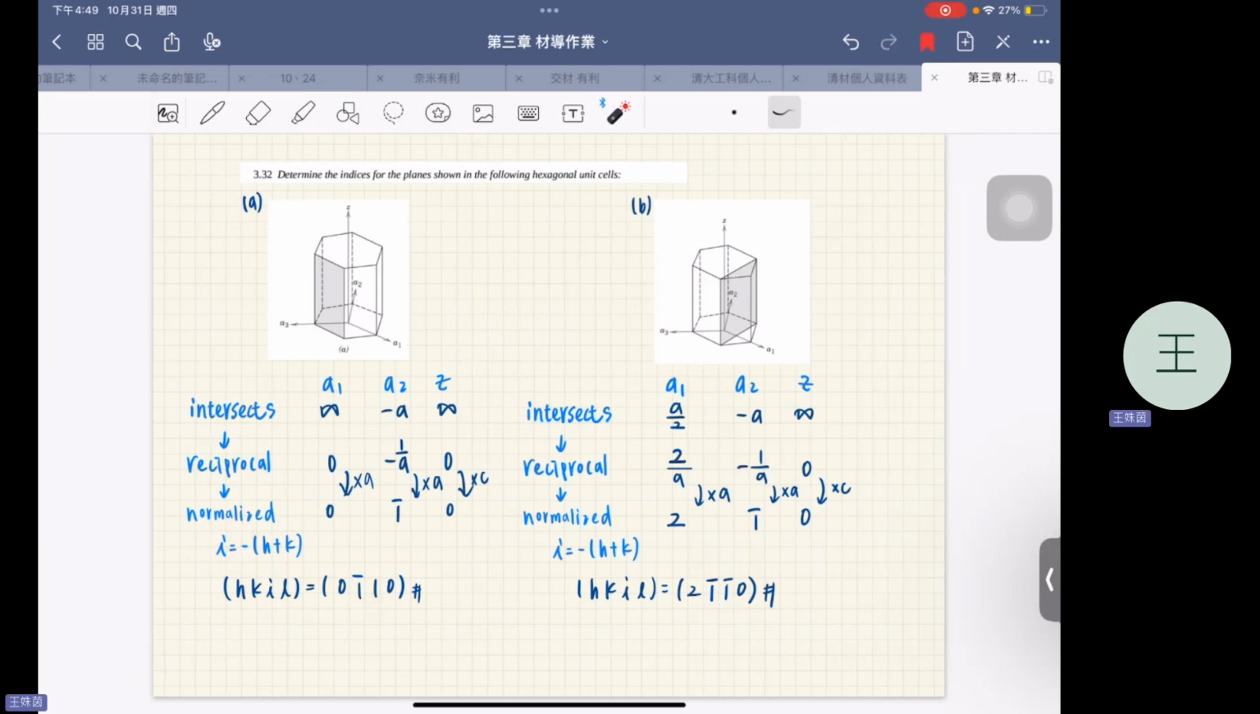Okay, so we do the same thing for question B. A1 equals A divided by 2, A2 equals minus A, and Z equals infinity because it's parallel to the Z axis. We take the reciprocal to get 2 divided by A, minus 1 divided by A, and 0. We normalize by multiplying by A and C, so we get 2, -1, 0. And we put I back into the term and get 2, -1, -1, 0.